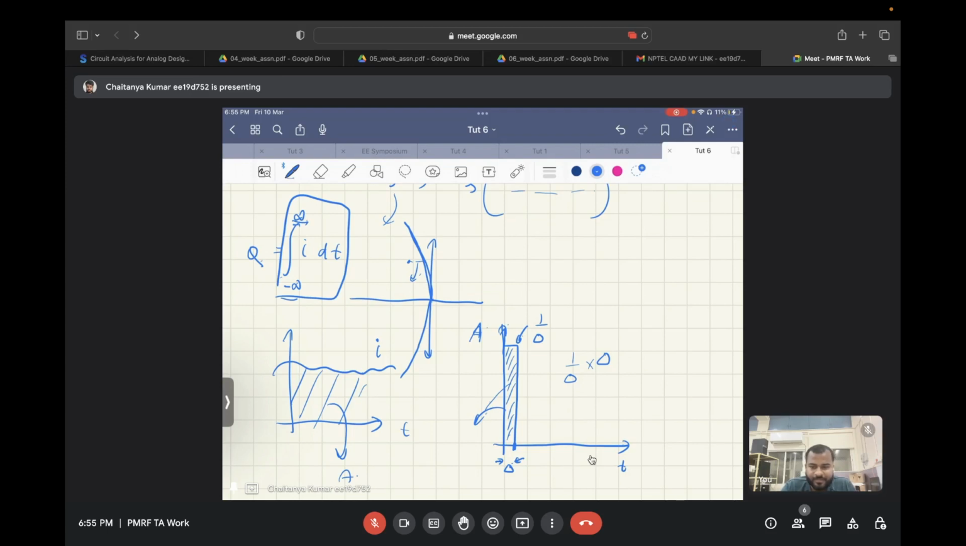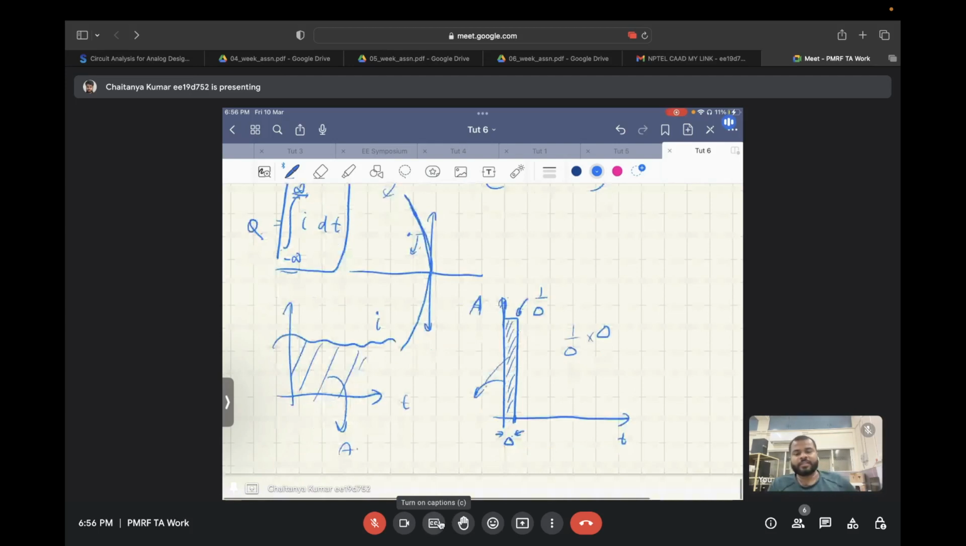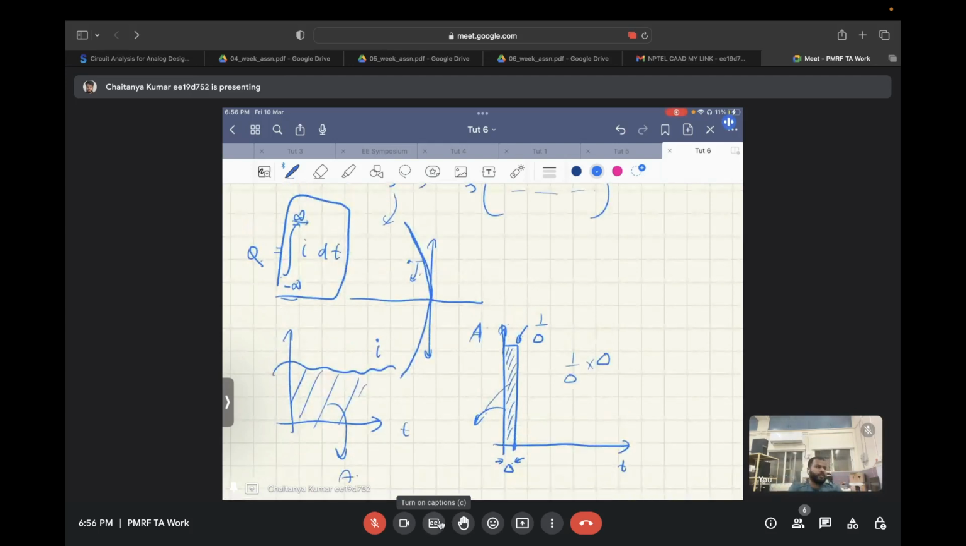So how much charge is it? I think one, sir. Yes, 1 coulomb. Correct. That's how you get this 1 coulomb over here. I hope this is clear to you now. Yes, sir.